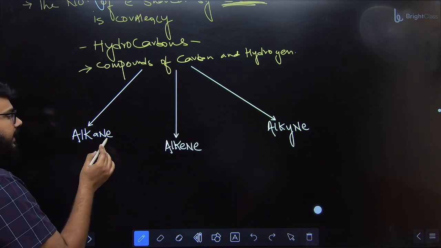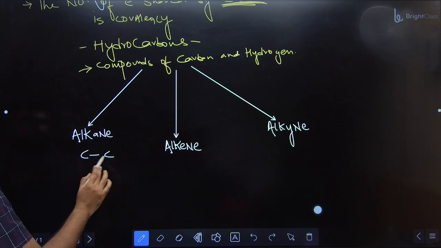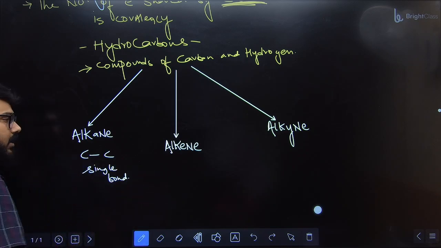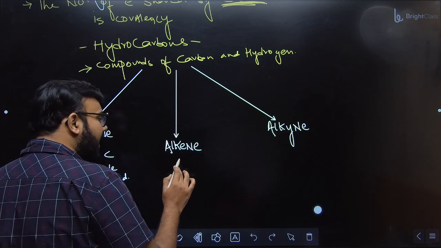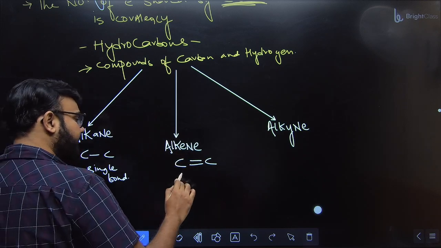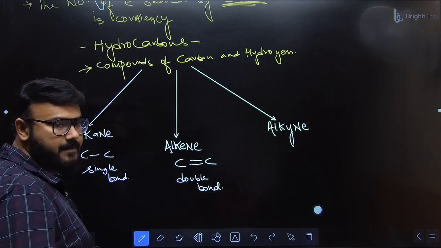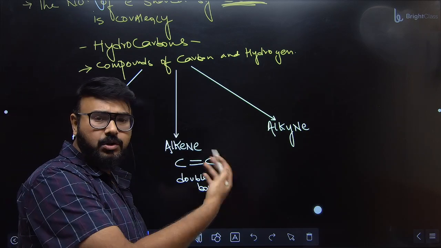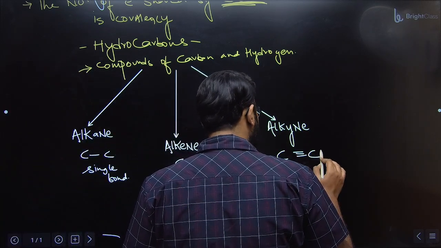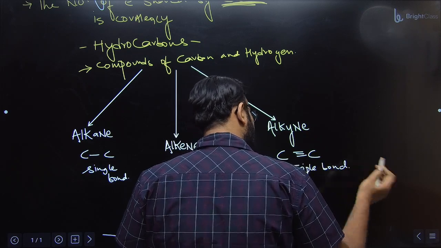Alkanes have a carbon-carbon single bond. Got it? Alkenes have at least one carbon-carbon double bond. And how do you identify alkynes? Yes, a carbon-carbon triple bond. I hope it's clear.